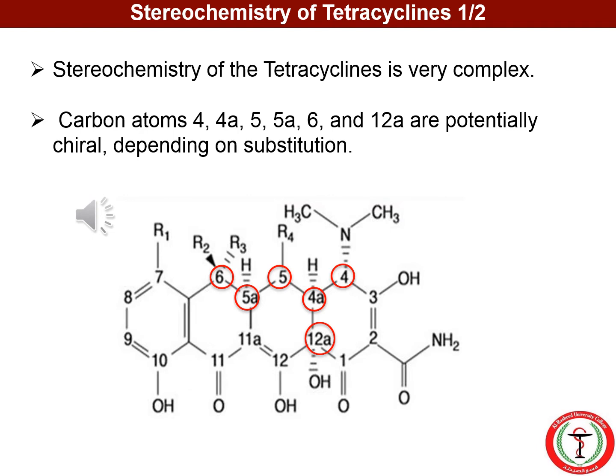Regarding tetracycline stereochemistry, which is very complicated due to the large structure they have, they present many chiral centers in their structure, located in carbon atoms 4, 4A, 5, 5A, 6, and 12A, shown in the structure ahead, and all depends on the R groups attached to these carbons. You know, a chiral center means the carbon atom binds to 4 different atoms or groups.